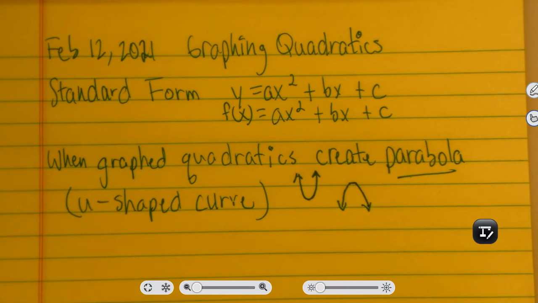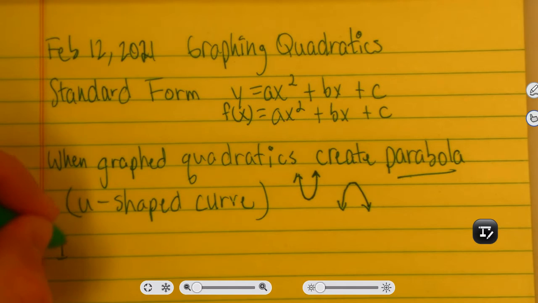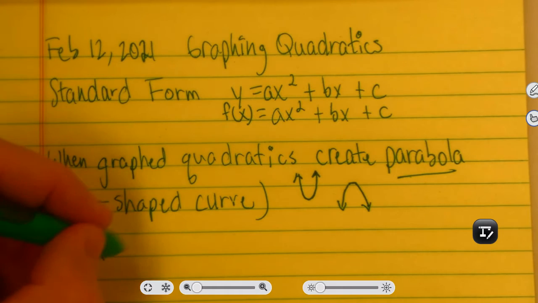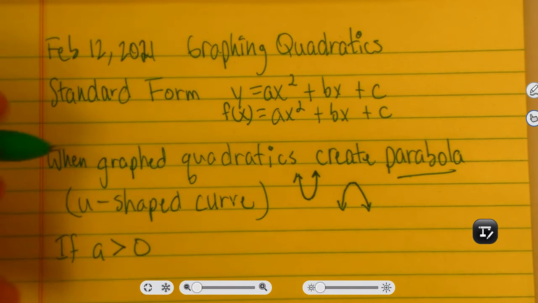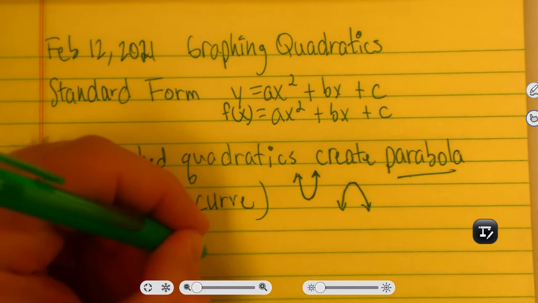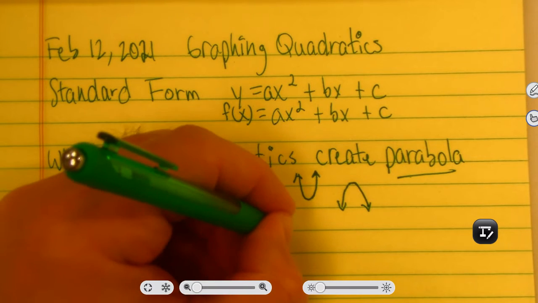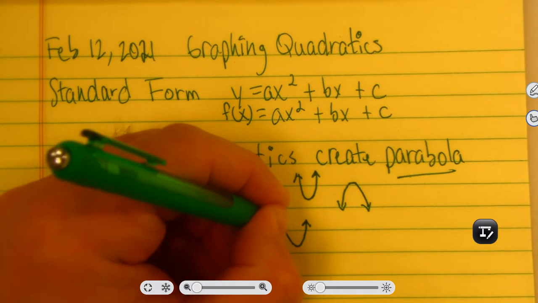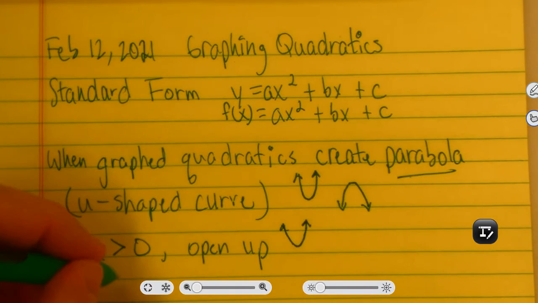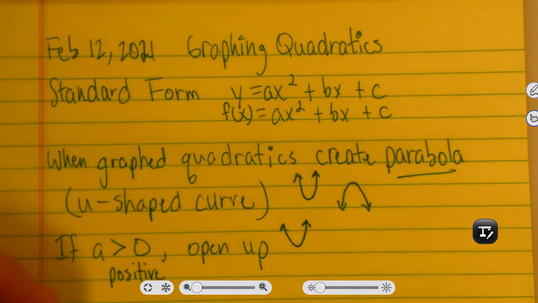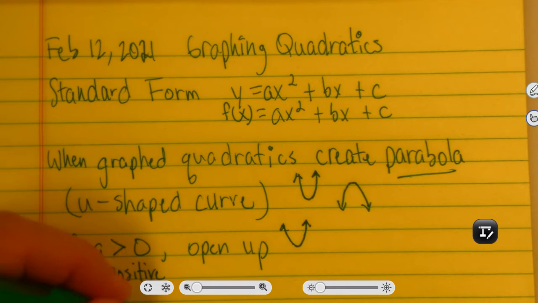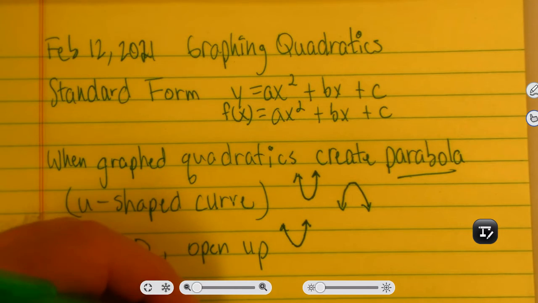Some facts that we want to know is that if a is greater than 0, it will open up. In other words, if a is greater than 0, if it's positive, okay? If a is positive, it opens up. If a is less than 0, in other words, what I mean by that is if it's negative, a is negative, it'll open downward.